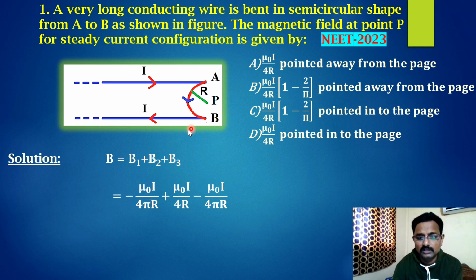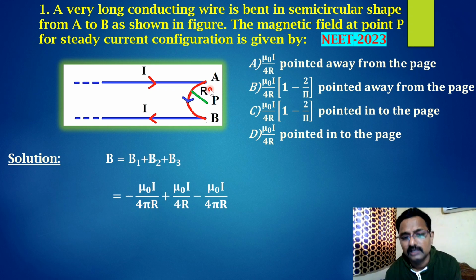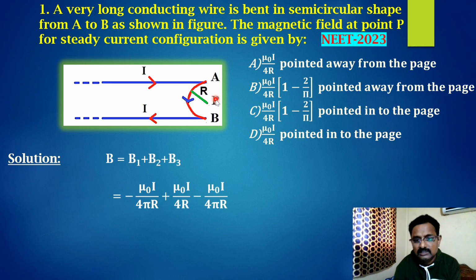Okay. Then what about B2? B2 means the current carrying conductor, that is semicircular current carrying conductor. Due to this semicircular current carrying conductor, the magnetic field at point P is B2, that is mu naught I by 4r. Is it into the plane or away from the plane at point P? So here also we can apply right hand thumb rule. So at point P, due to this circular current carrying conductor, it is away from the plane, that is we can write mu naught I by 4r.